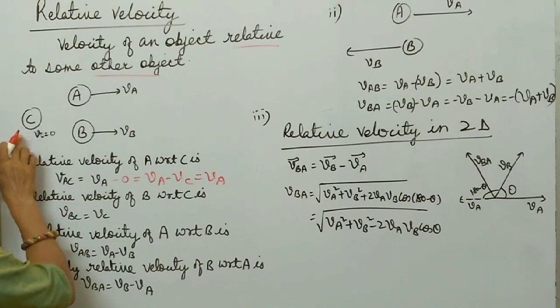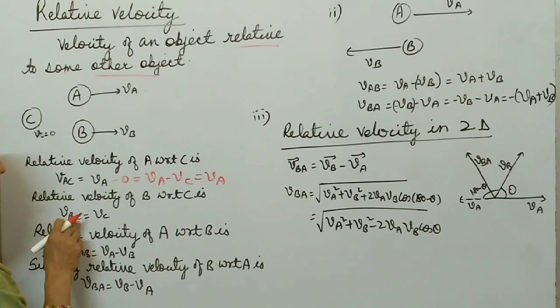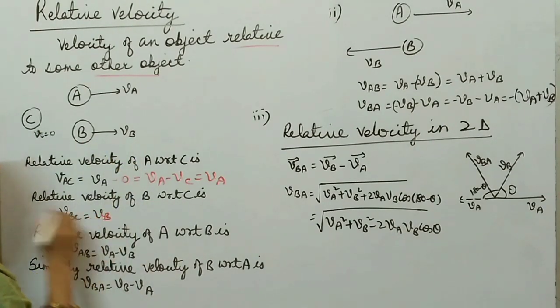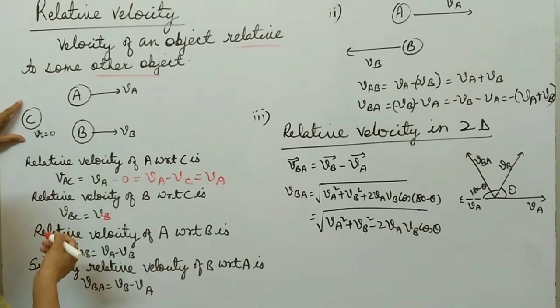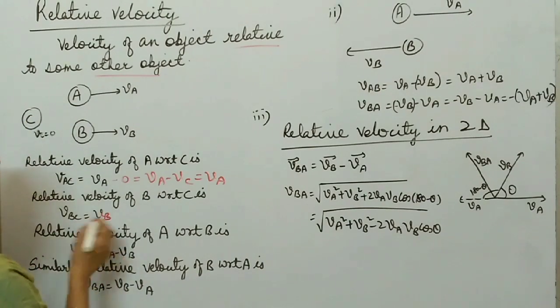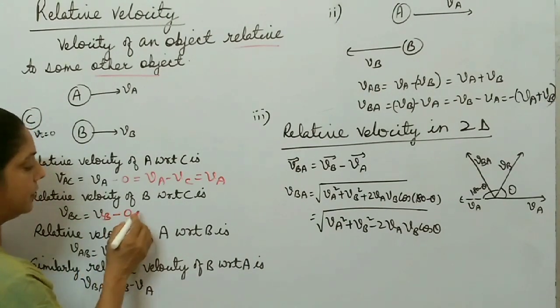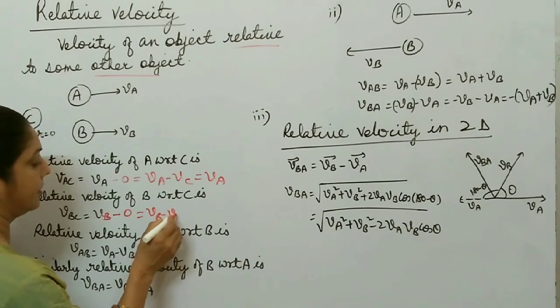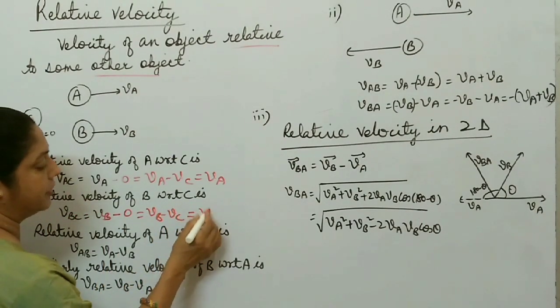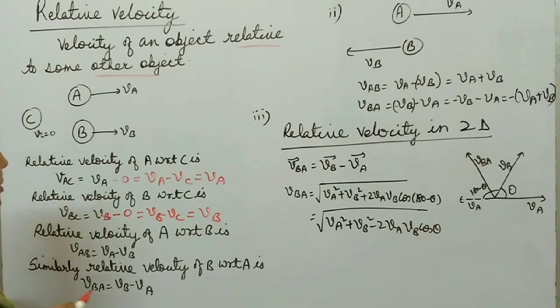Now second, the relative velocity of B with respect to C. So again, the velocity of B with respect to C. He observes the velocity of B as VB, right? Because this person is at rest, he observes whatever the velocity of B is. You can write it this way also, VB minus 0, or VB minus VC. Velocity of B with respect to C means VB minus VC, and it is equal to VB because C is at rest. Velocity of C is 0.